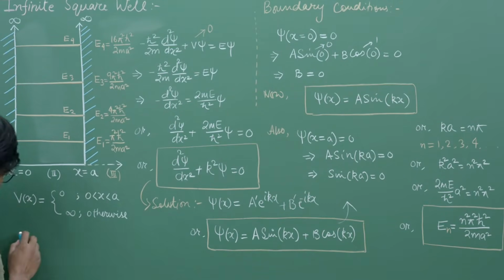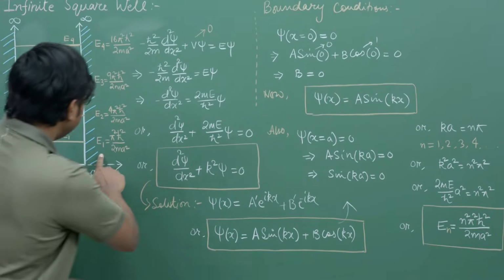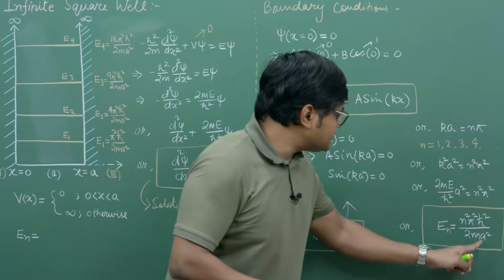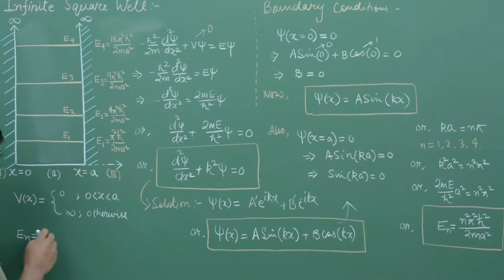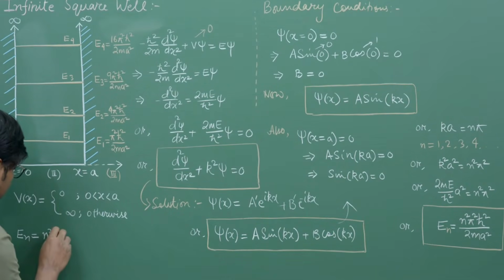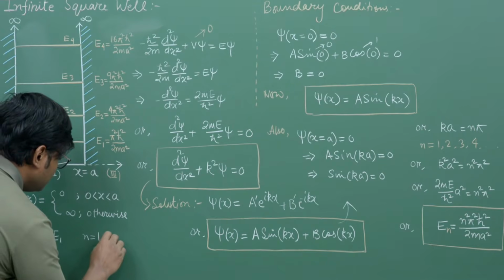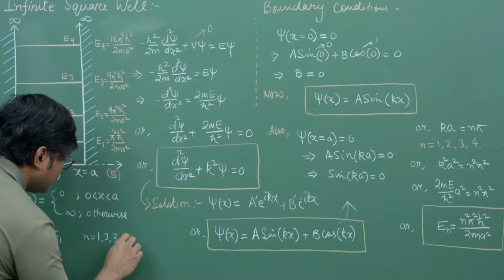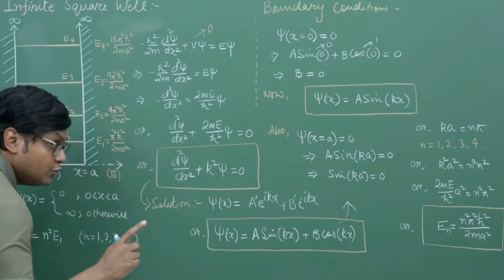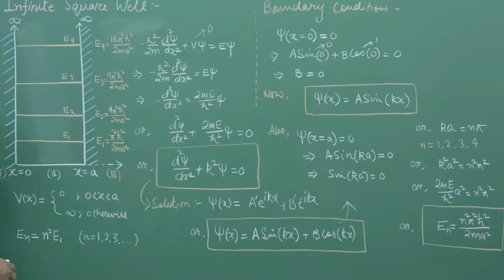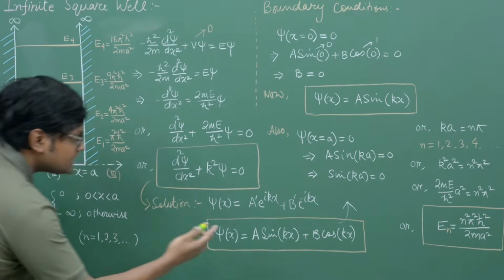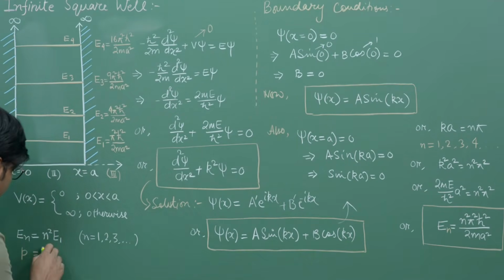I can also simply write this as En is equal to pi square h cross square upon 2ma square times n square. So I can write this as n square E1, where E1 is the ground state energy. And n here can take the values of 1, 2, 3 and on and on. It cannot take the value of 0. I will show you why it cannot in just a moment. And the momentum that is associated with these energy levels is essentially equal to h cross k, right?